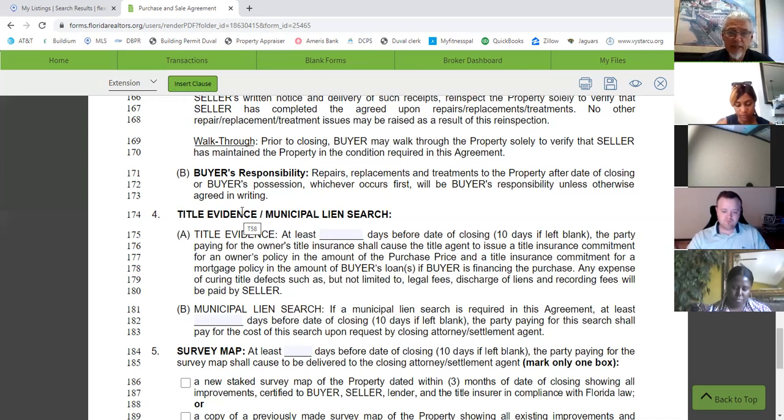Now, it's however many days, and 10 days is plenty of time, 10 days prior to closing, because that's 20 days into the contract. And usually they'll produce it a lot sooner. It has to be ordered by the lender. So the lender has to know who the title company is so that they can order the title insurance commitment.